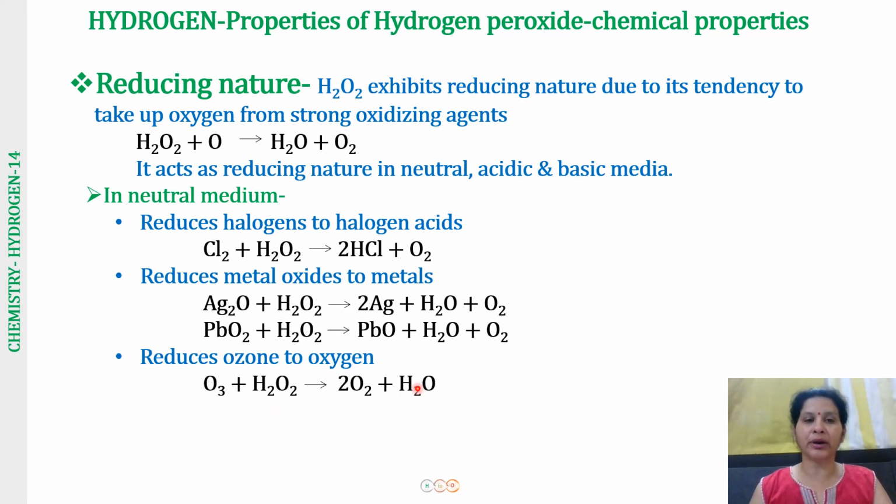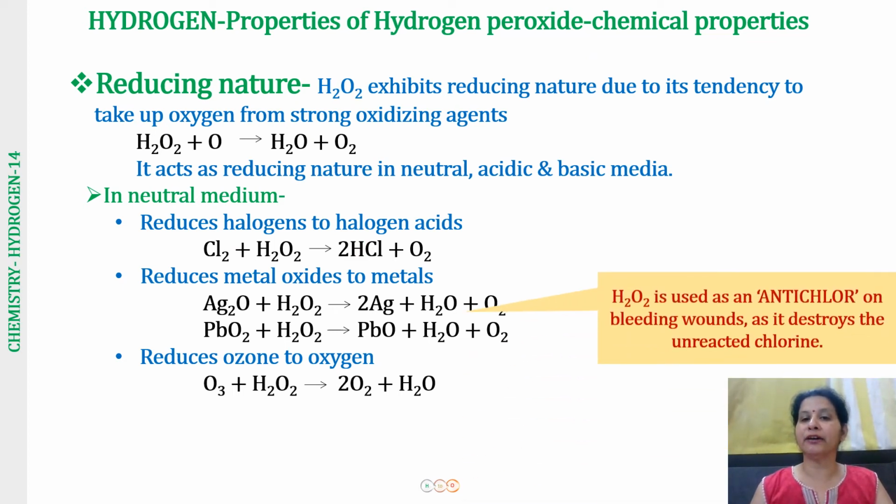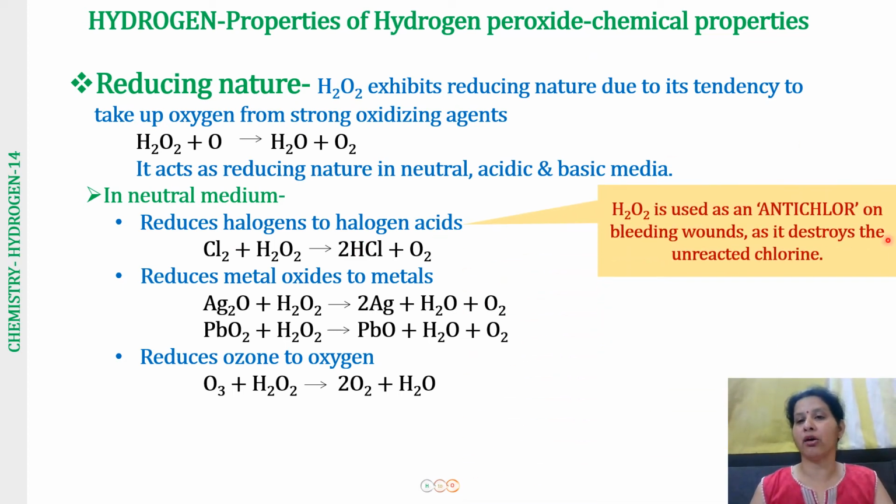Now, one very important thing related to this reaction is that it reacts with chlorine, right? It is going to utilize this chlorine and form HCl, and oxygen will be evolved, and therefore this is called anti-chlor. Okay, anti-chlor, anti to the chlorine that may be present. So it is used on bleeding wounds as it destroys the unreacted chlorine.